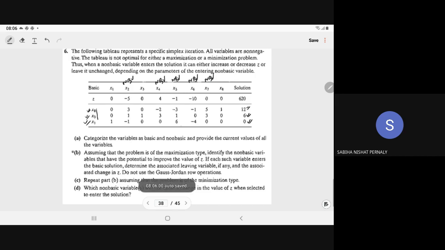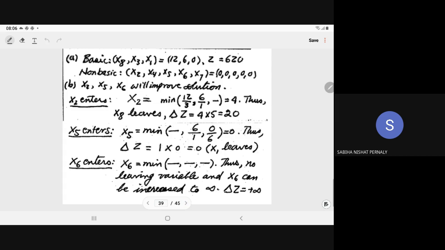Whatever the sequence of x8, x3, x1, in that sequence you can observe it is forming the identity matrix. Right? So never change the sequence of the variables. So here in the first part, the basic variables are x8, x3, x1, and the corresponding values are 12, 6, 0, and the value of z will be 620. All the other variables, x2, x4, x5, x7, are non-basic variables, and you know that always all the non-basic variables are at 0 level.